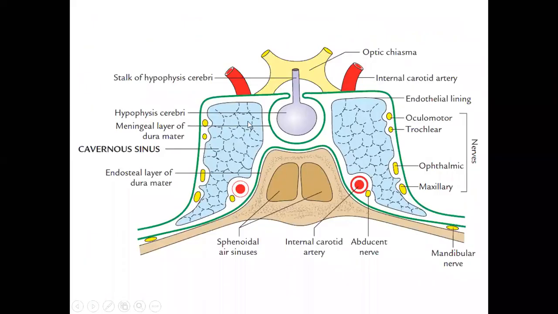So here you can also see the interlacement of reticular fibers in the cadaver. Because of it, the cavernous sinus appears spongy, and because of its spongy appearance, it is called the cavernous sinus. The sinuses are situated on each side of the body of the sphenoid bone, and the structures passing through the cavernous sinus are the internal carotid artery, abducens nerve, oculomotor nerve, trochlear nerve, and the ophthalmic and maxillary divisions of the trigeminal nerve.